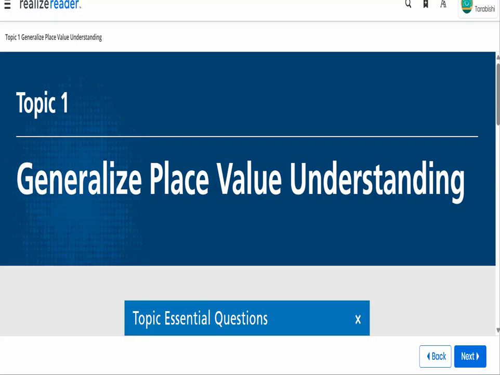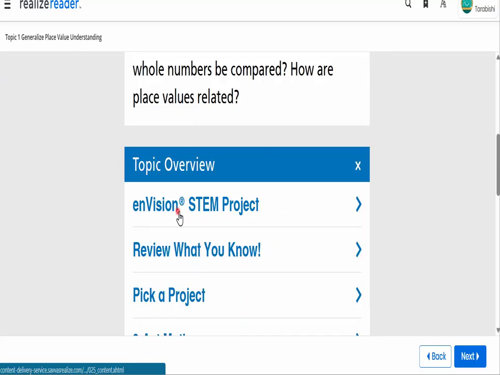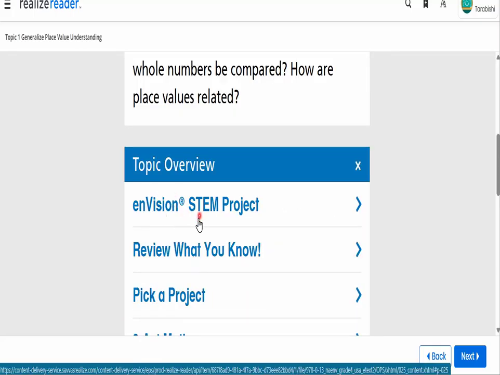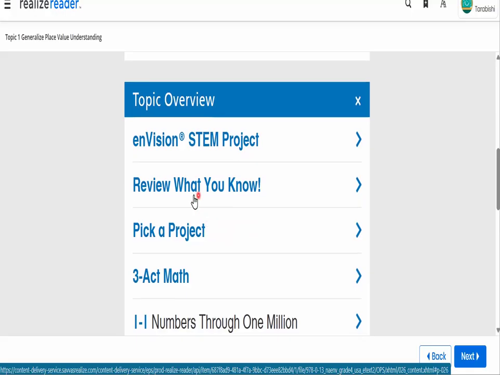We're currently in topic one or chapter one, generalized place value understanding. In this chapter, you're going to notice that we have a couple of different lessons. In your book, it's going to load a little different, but it's the same idea. You should have already completed your review what you know.